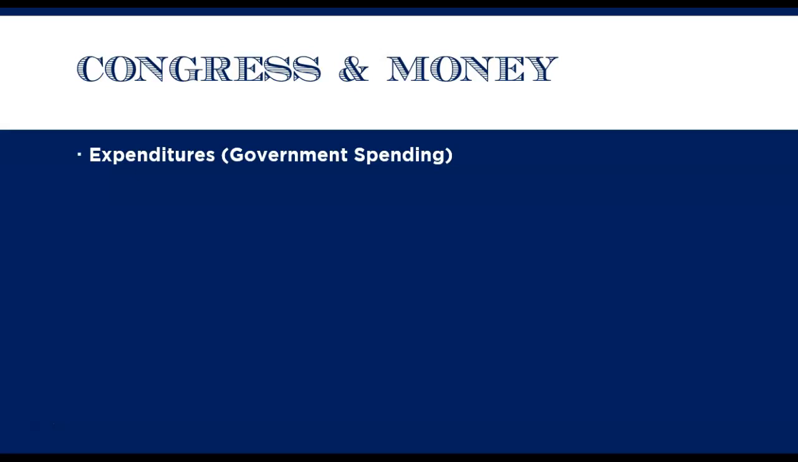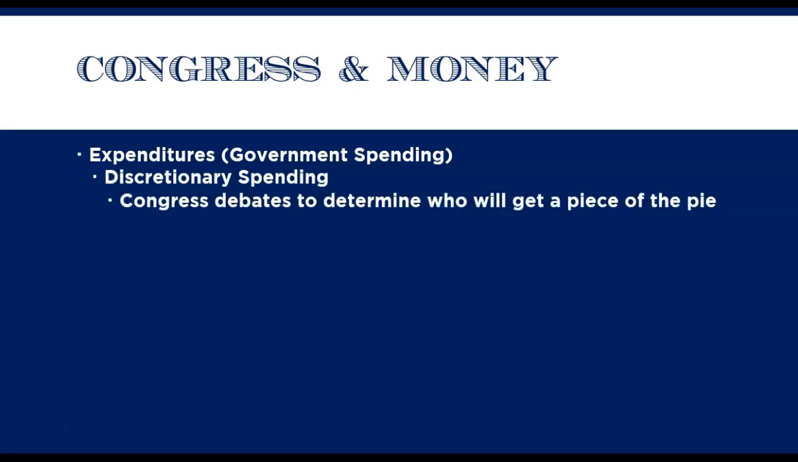This is basically the spending of the government. You have discretionary spending. Congress debates and determines who will get a piece of the pie. They go through all these different processes and determine where all this money within this budget goes. What they're going to put here, what they're going to put there. Discretionary spending, they can vote on and choose who gets what, what is funded and what is not funded. They make all those decisions. That's why it's called discretionary. It's left up to their discretion.